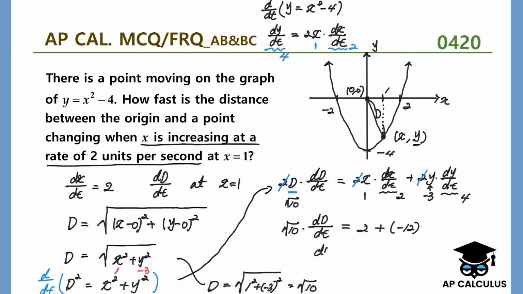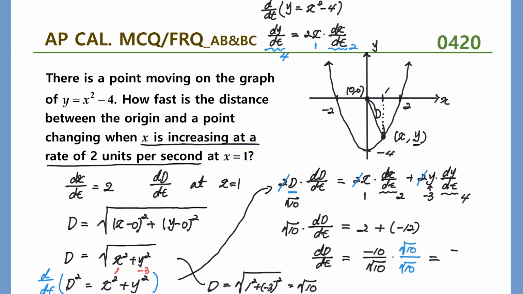So dD over dt is equal to negative 10 over the square root of 10, right? Let's rationalize this, right? So we're almost done here. That's negative 10 square root of 10 over 10, right? So cancel these numbers out. So the answer is equal to negative square root of 10.